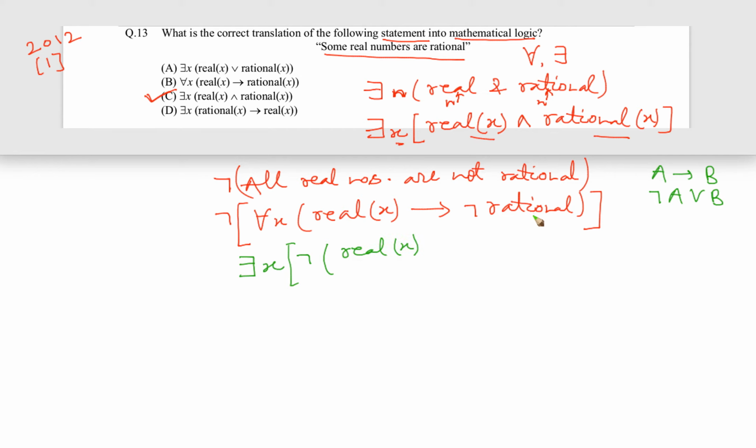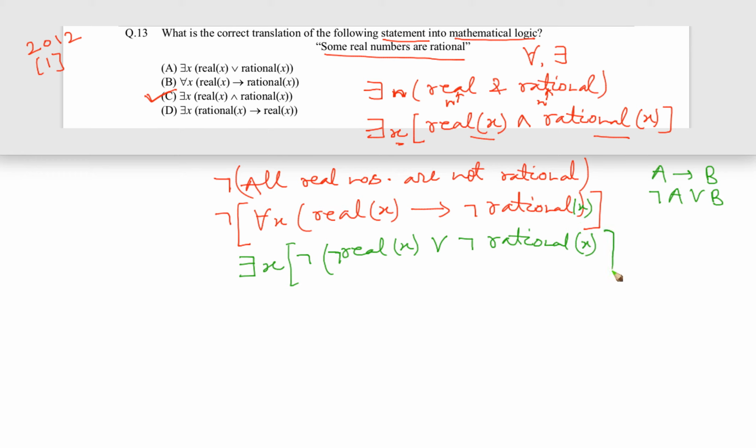A implies B means not A or B. So I can say that not real x or, okay, not A or B. And B is what? B is simply not rational x. So here also it will be x, obviously.